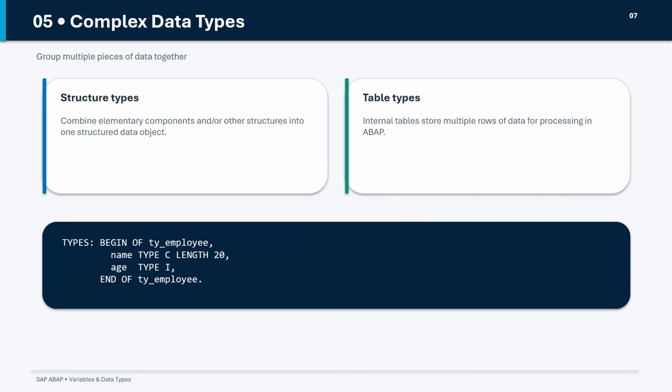The second one is the table types. Mainly these table types are used with internal tables, and they allow us to work with multiple rows of data.